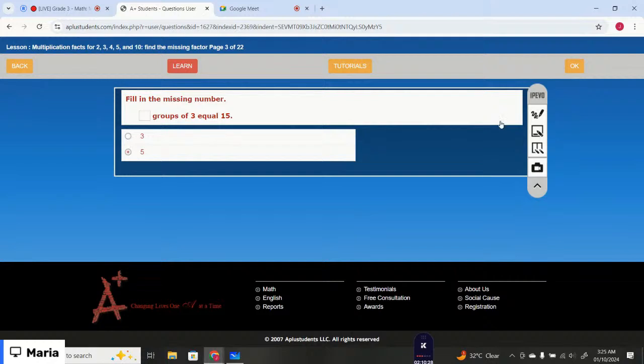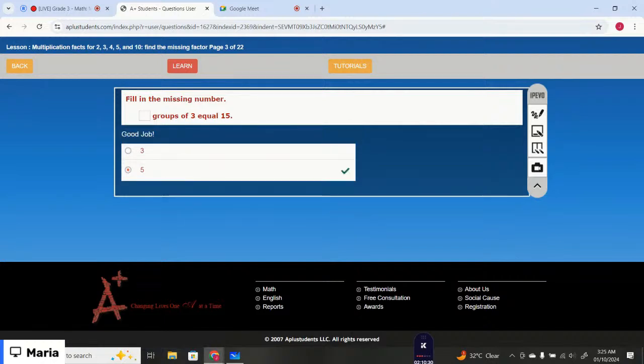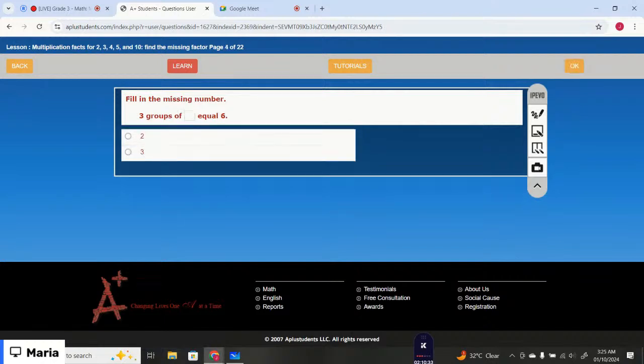That is 3 times 5 equals 15. Option number 2 is the correct option. That is 5. 3 times 5 is 15. The next one is fill in the missing number. 3 groups of what equals 6? Which is the correct option?